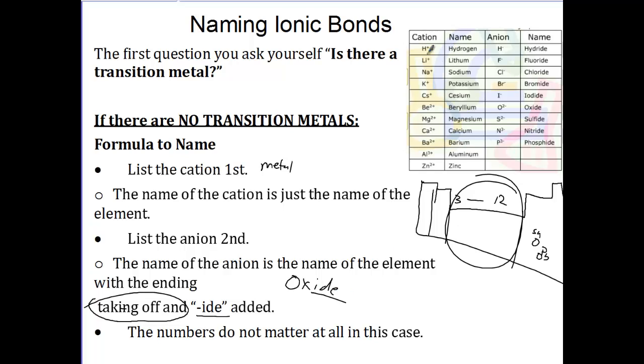So this chart shows us a lot of our metals. Hydrogen can do both things, so it can be hydrogen or it can become hydride. But here are our metals: lithium, sodium, potassium, cesium, and so on. We're not changing those names at all. When we look at our anions, we have fluorine becomes fluoride, chlorine becomes chloride, bromine becomes bromide, iodide, oxide, sulfide, nitride, and phosphide. So you just want to get in the pattern of hearing that. And anytime you hear the "ide" ending, you should immediately be thinking that this is some sort of bond. One last thing here is that the numbers do not matter at all when we're doing these things.